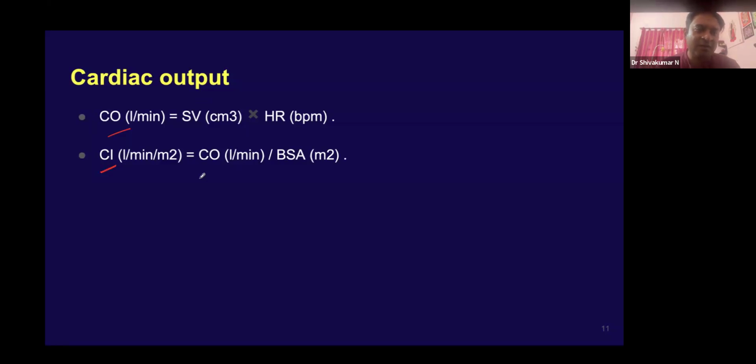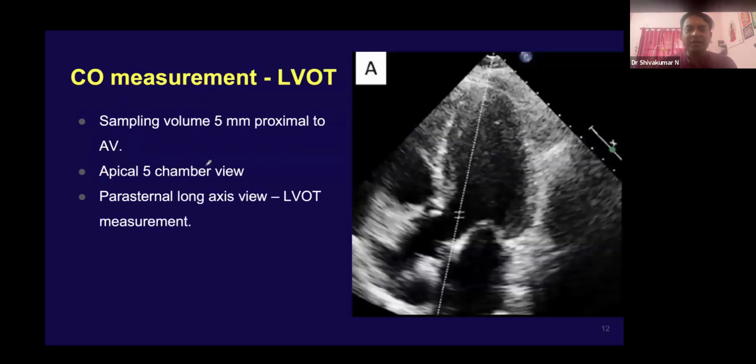The cardiac index is nothing but cardiac output divided by body surface area. So we discussed measurement of VTI, how to get stroke volume, and from stroke volume, how to calculate cardiac output and the cardiac index. Now, how to measure VTI.